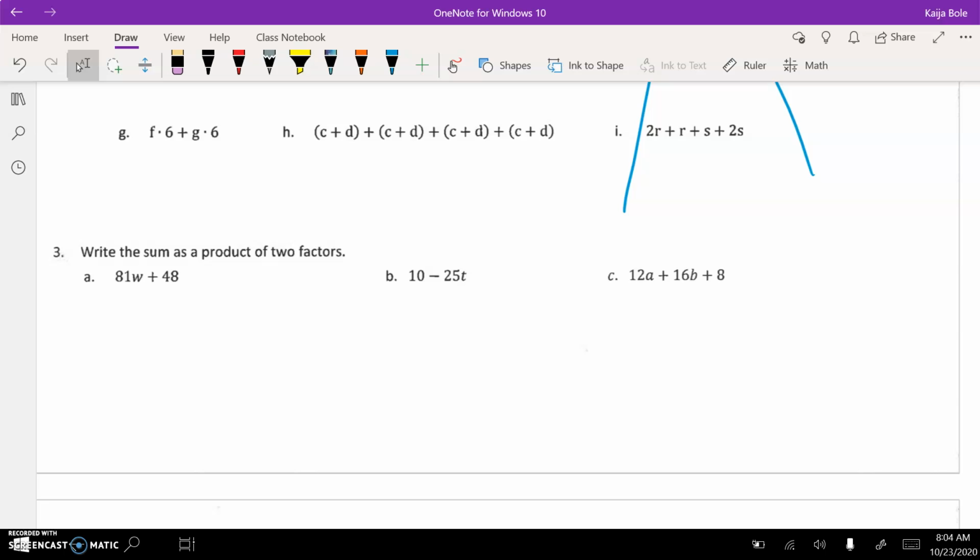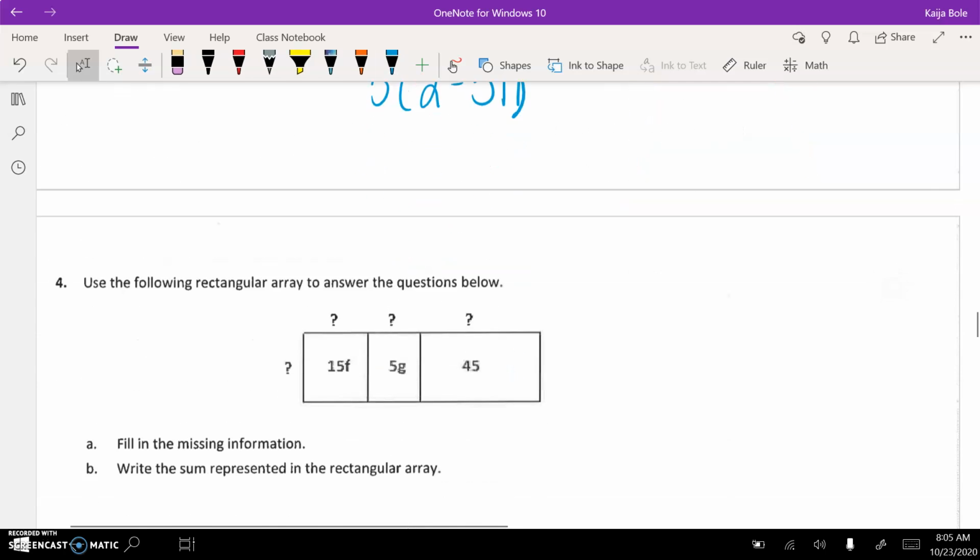Here you're looking for the GCF. If we look, say, at part B here, the greatest common factor between 10 and 25 would be 5. So that means I'm dividing out 5 from both of them. So I'd be left with 2 minus 5t. Okay, so that's the first page.